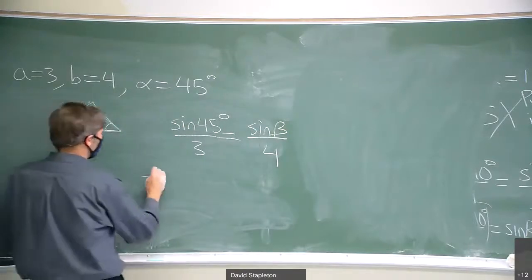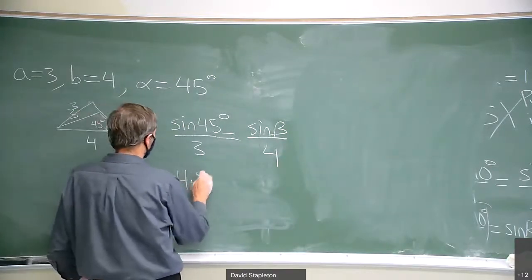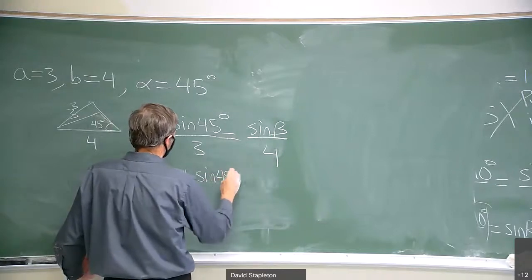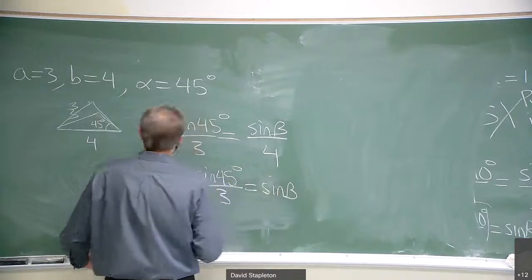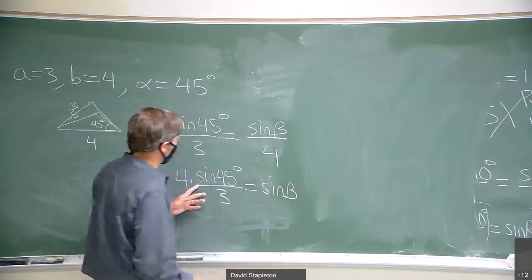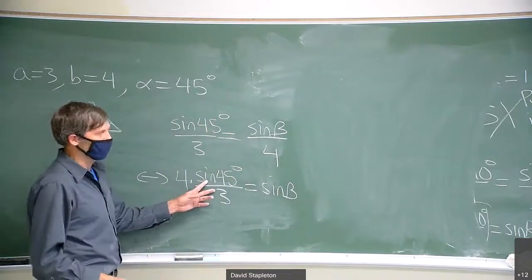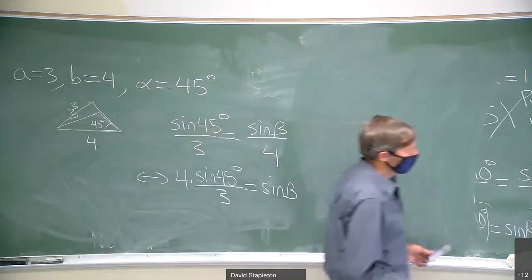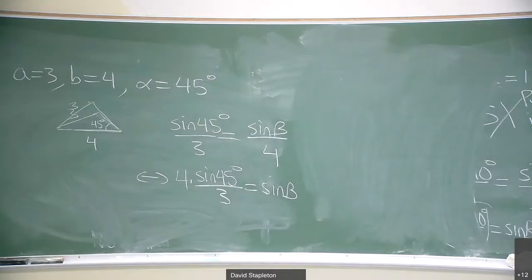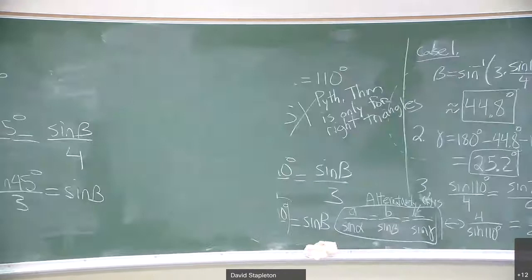Just like in the last problem, we'll multiply both sides by 4 and get 4 times sine 45 degrees this time over 3 equals sine beta. And as we progressed before, we say, oh, there's 2 cases, right? Beta is the arc sine or beta is 180 minus the arc sine. Those are always the 2 cases, right? And if one of them doesn't work, we'll find out because we'll get impossible angles adding up to more than 180 degrees.